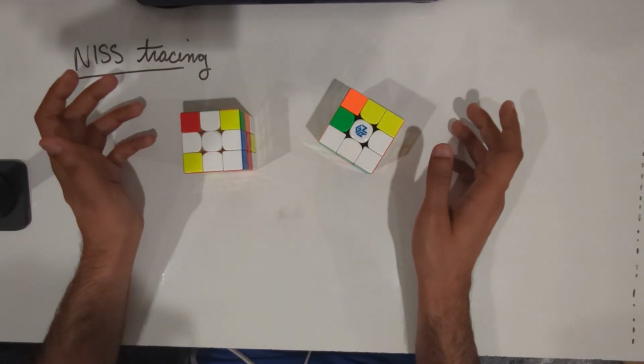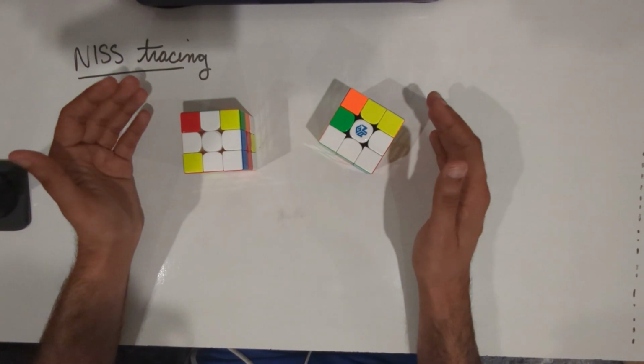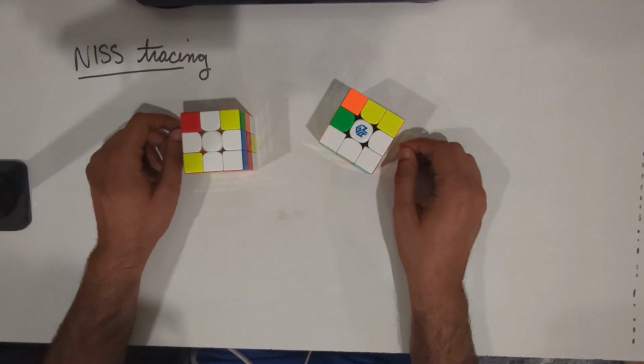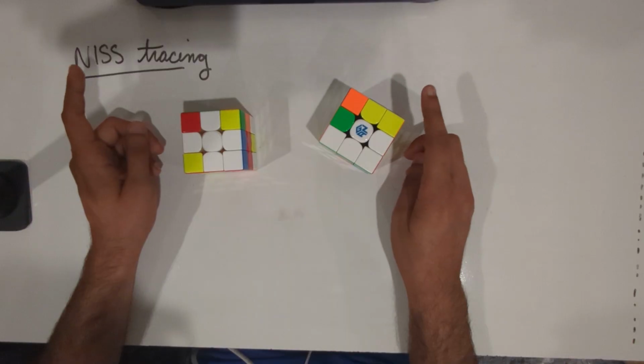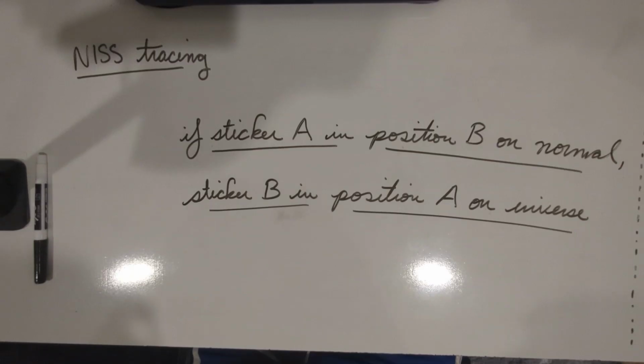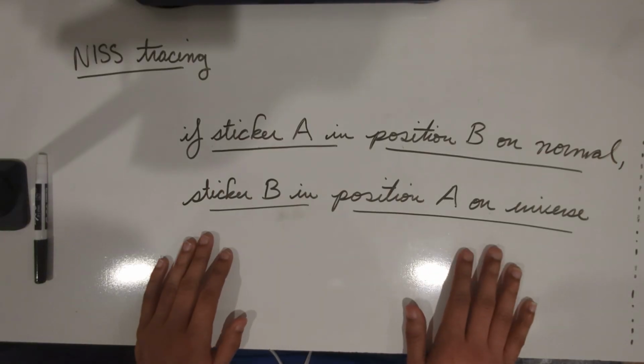If you master this, in your mind's eye, you can quickly check where the pieces are going to be on the inverse without having to do the switching physically. The only thing you need to remember is how pieces on the normal correlate to pieces on the inverse. We already know that solved pieces on one side will be already solved on the other, but we can generalize this statement by making this observation.